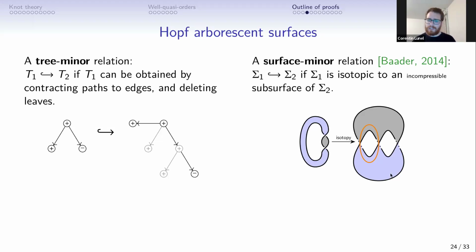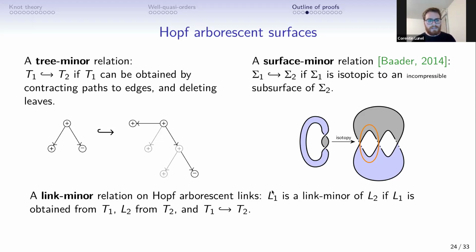Equivalently, to obtain a surface minor, you can cut along arcs. So for example, if you cut this surface here, you would obtain a surface that is isotopic to the Hopf band, and get back the result that this Hopf band is a surface minor of this one. And then the link minor relation that we define is that a link L1 is a link minor of L2, when L1 and L2 are Hopf arborescent links, if L1 can be obtained from a tree T1, L2 can be obtained from a tree T2, and T1 is a tree minor of T2. That's our relation.